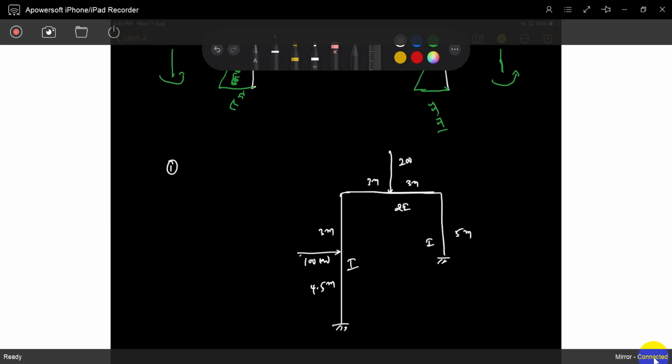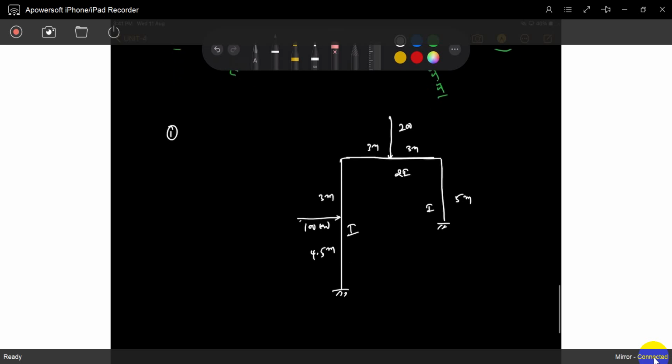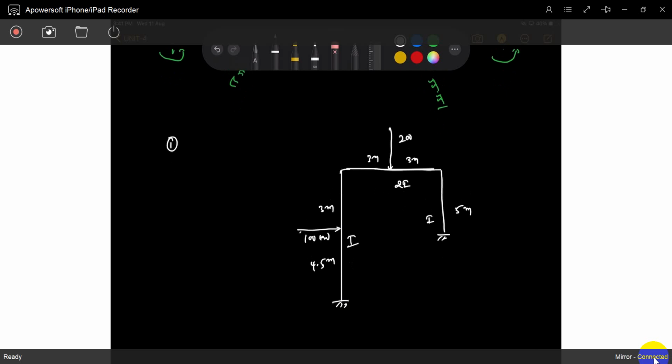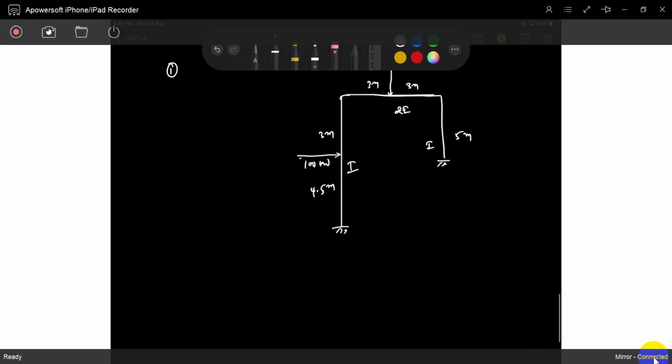No need to identify which direction it will sway. We can take everything as clockwise. We will go through that. Later we will get a negative sign, that is a chance. Okay. Write down the bending moment equations or fixed end moments. First I will write fixed end moments. So I don't want to write fixed end moments.